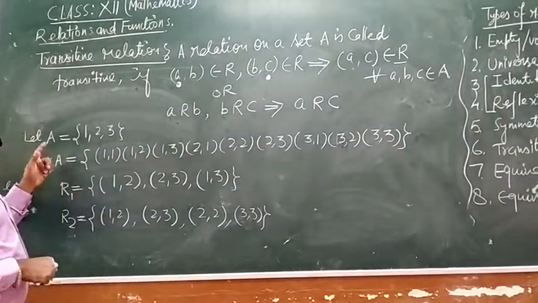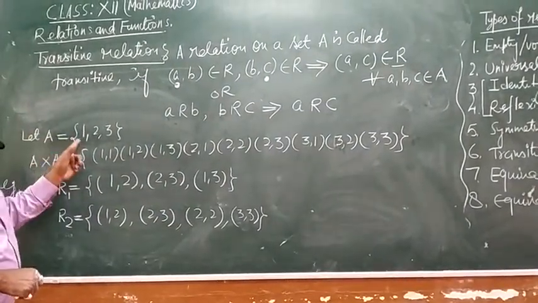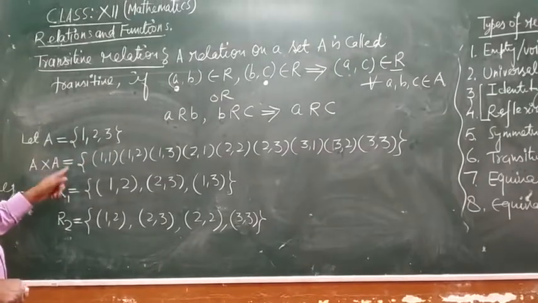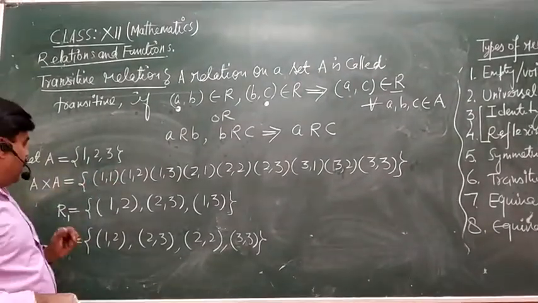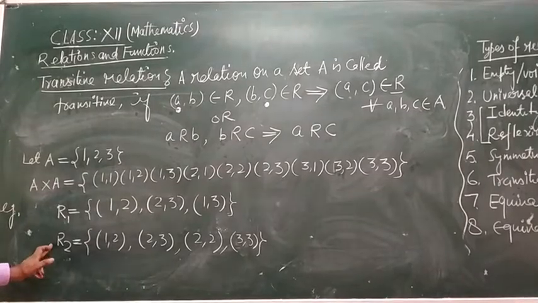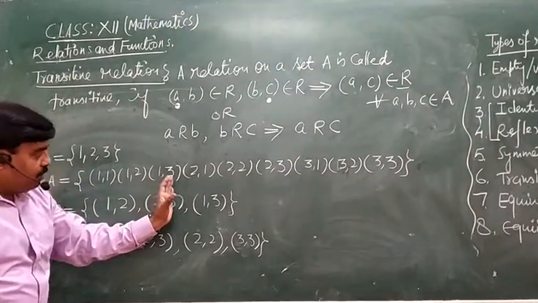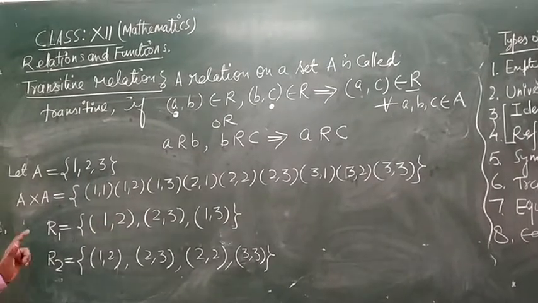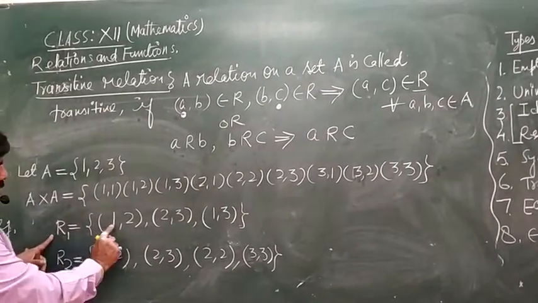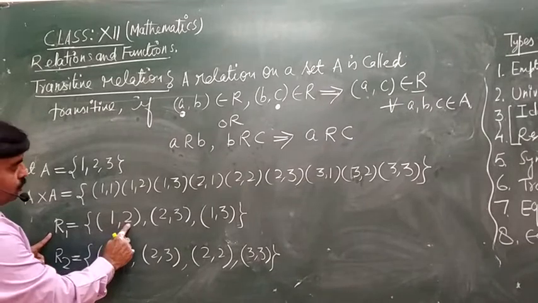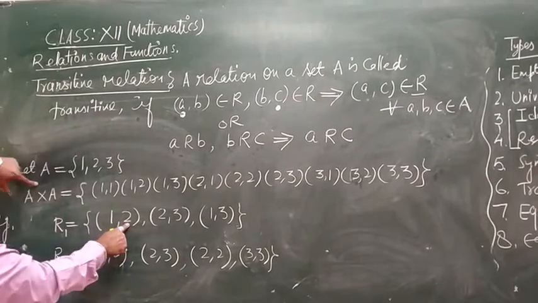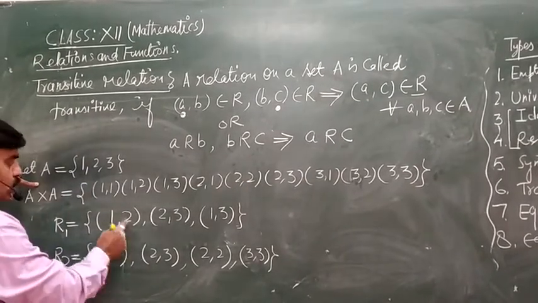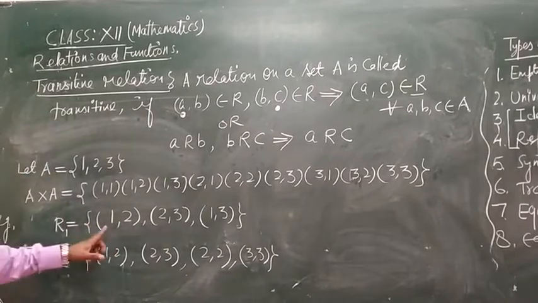For example, let us say there is a set A with elements 1, 2, 3. A cross A, the Cartesian product, will be this one. Let's suppose I take these two relations. Now we will try to understand which of these two is transitive and which is not. In this relation R1, (1, 2) belongs to A cross A, then (2, 1) also.